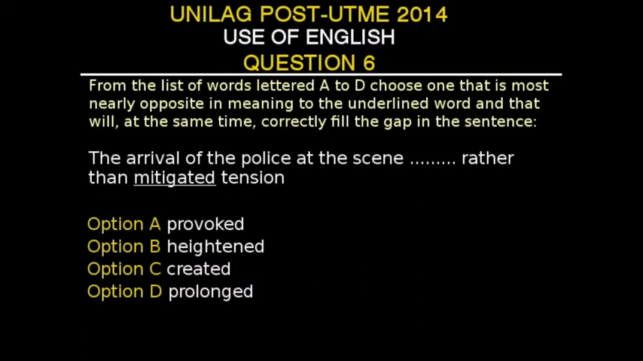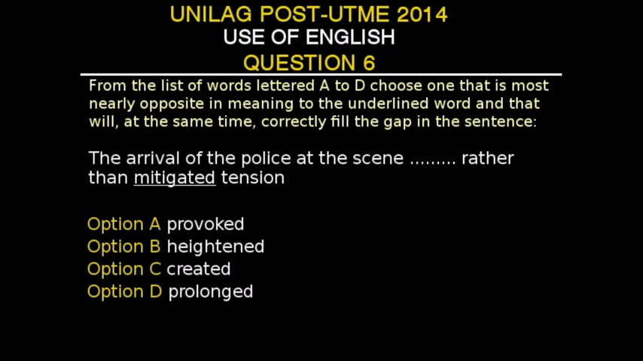UNILAG Post UTME 2014 Use of English. Question 6. Our instructions still remain to get from our options A to D the word that is nearly opposite in meaning to the underlined word, and at the same time fills in the gap of the sentence. And the sentence is: the arrival of the police at the scene dash rather than mitigated tension. Mitigated being the word underlined.